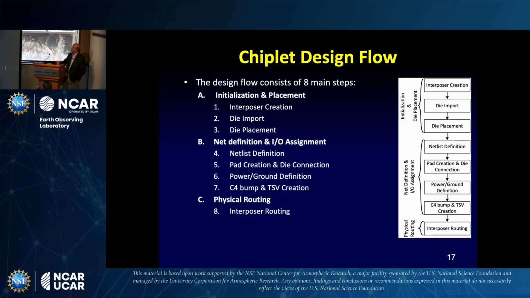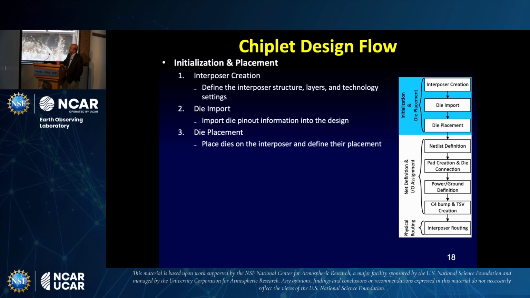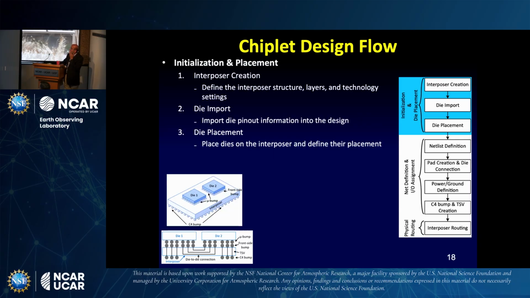So the design flow has about 8 steps. I won't go through it in much detail, but there are 3 major steps. So one is initializing and placement. So we create the interposer. We define the interposer size, the structure, the layers in it, and all the technology settings for the material of the interposer. So that's the first step. That's just the interposer part of the picture you see on the bottom left.